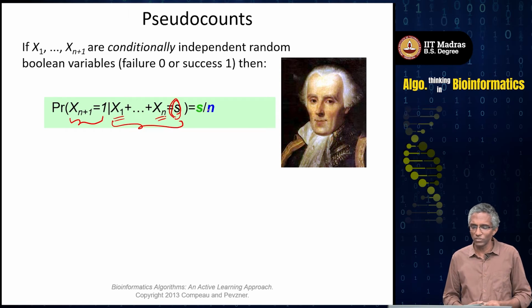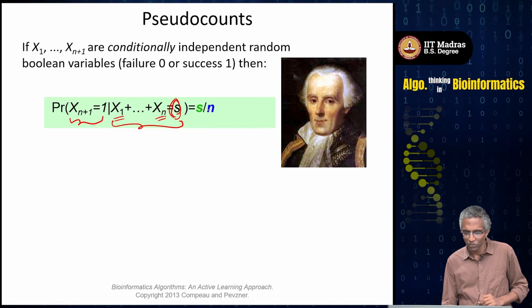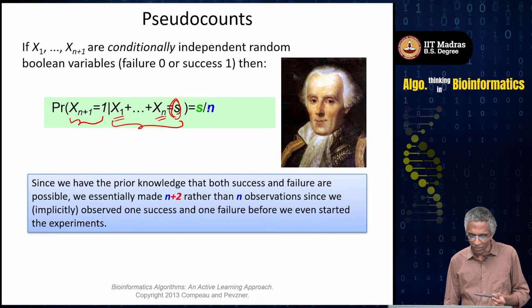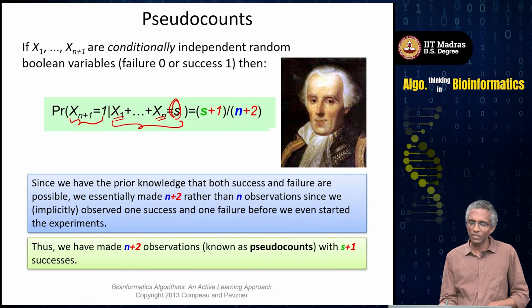But if you add pseudo counts, we are always allowing the possibility that, before I make any observations, I am going to allow 1 success and 1 failure. Those are the pseudo counts. s and n are the counts, but the pseudo counts are this 1 and 1. So, instead of s over n, I now have n plus 2 experiments, because I have added the pseudo count of 1 success and 1 failure. These are the very first 2 dummy experiments I have done, combined with the n experiments that I have actually done.